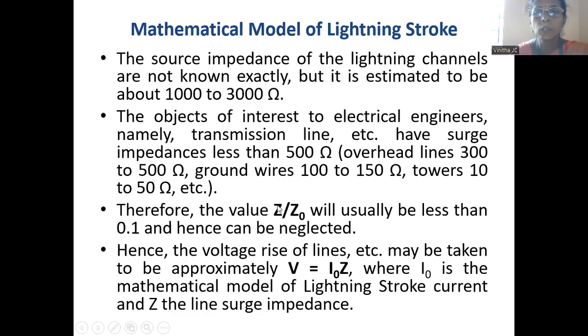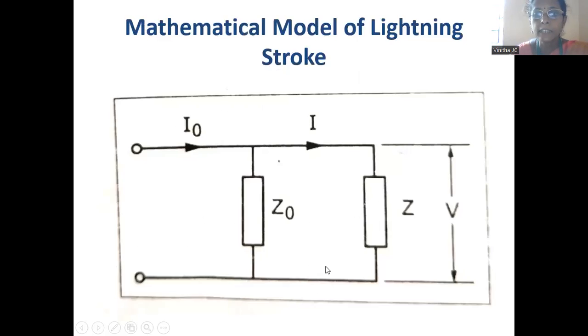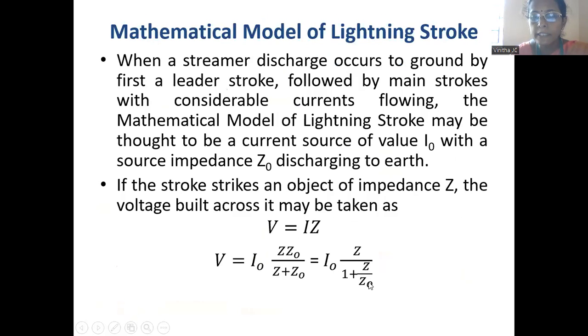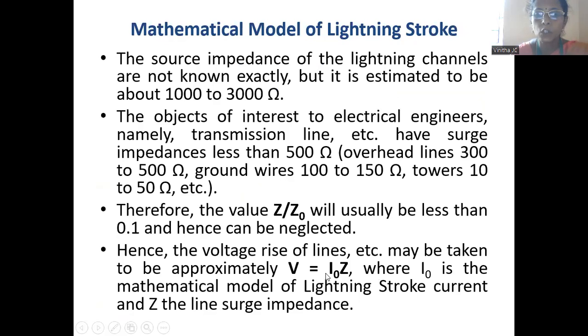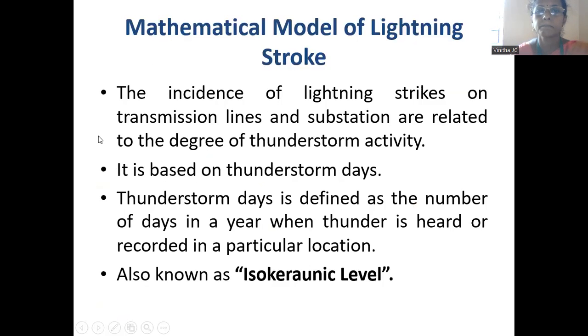So if you calculate the value of Z by Z naught, normally it will be less than 0.1. Since the ratio is very small, it can be neglected. So if the value of Z by Z naught is neglected in this equation, therefore V is equal to I naught into Z, where I naught is the mathematical model of lightning stroke current and Z is the surge impedance.